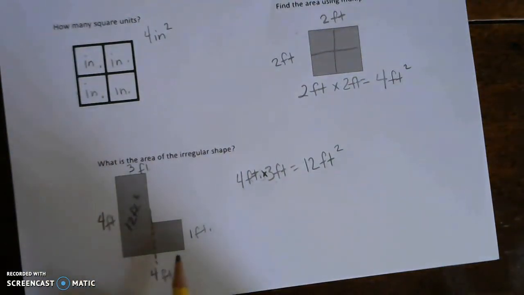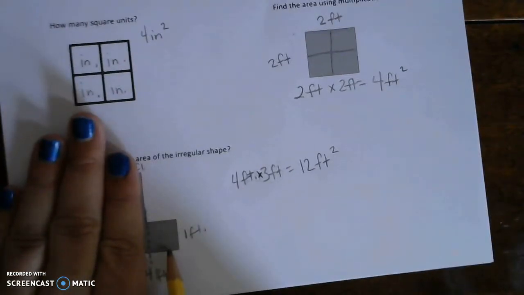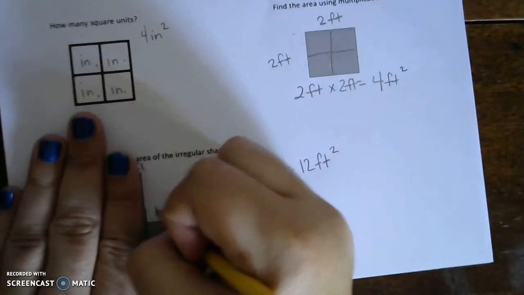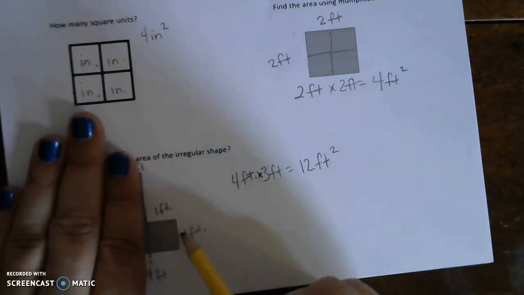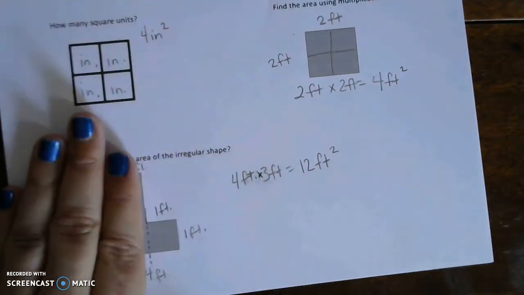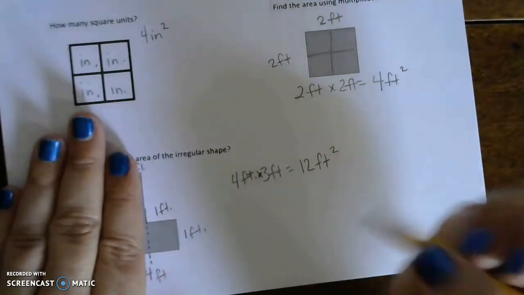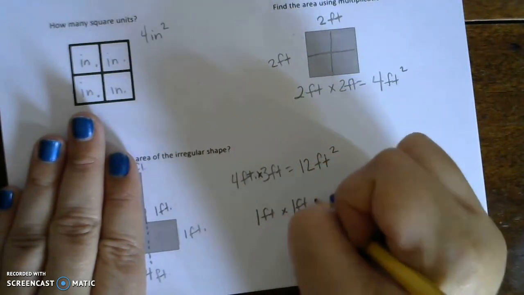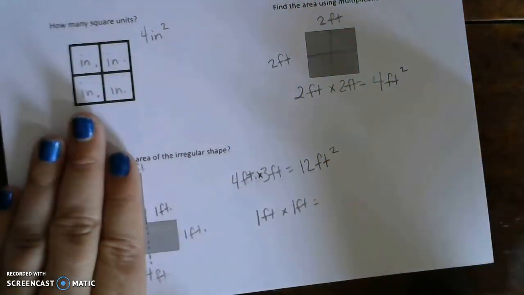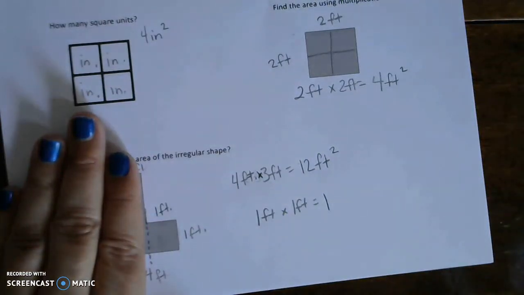All right, now let's find this little guy. This little guy's a square. And remember, in a square, all the sides are equal. So if this side is 1, what is this guy going to be? You're right, that's going to be 1 also. Now all I have to do is multiply my length times my width. So what is that going to be? 1 foot times 1 foot. What's 1 times 1? It's going to give you 1.